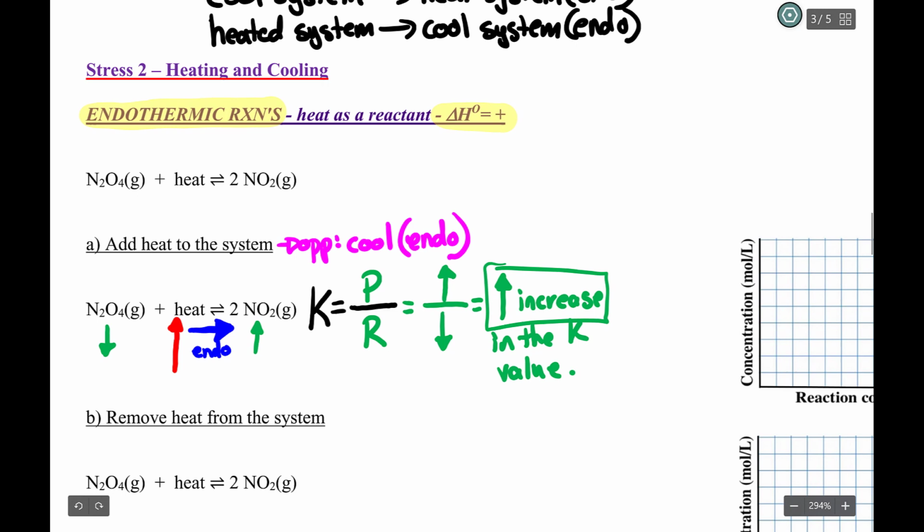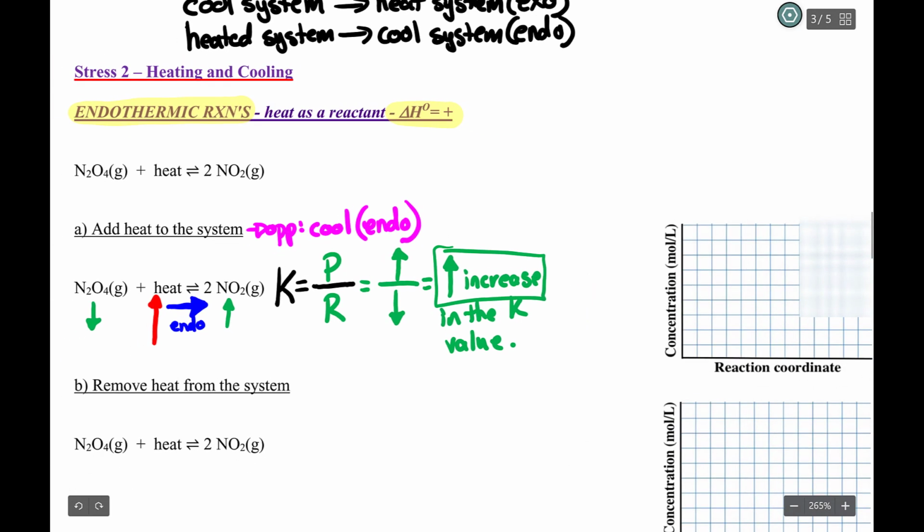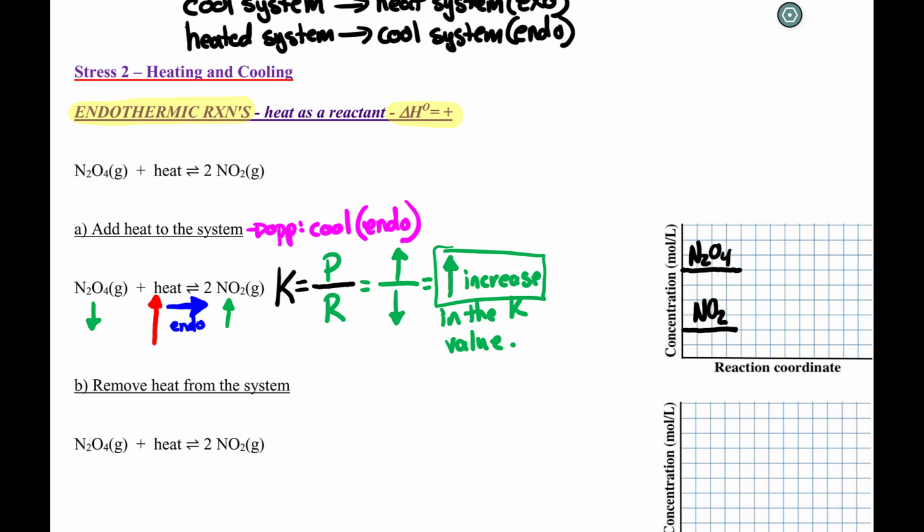Now, how does this look like on a graph? Okay, so let's stick with N2O4 here, and let's stick with NO2 here. Now, because heat can't be given in an instant, it's just not like you can turn on your oven and it goes 25 degrees to 400 degrees.